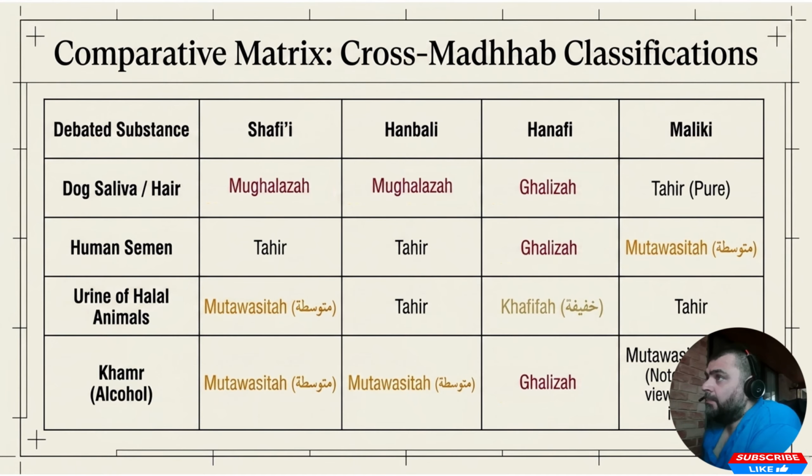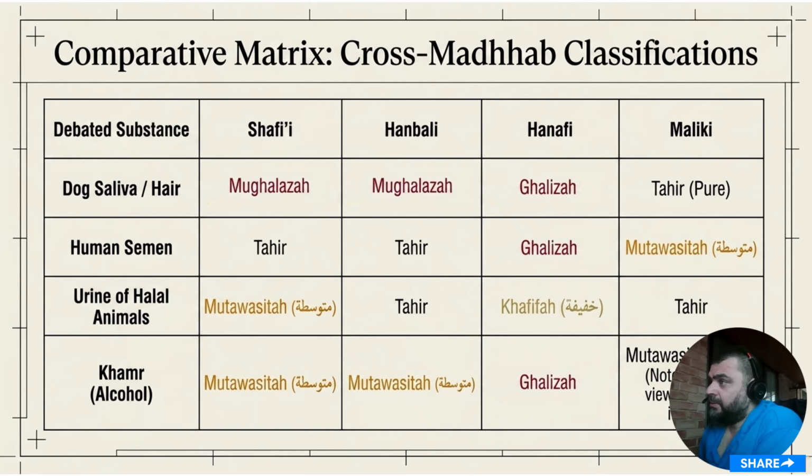Now that's a comparative matrix where the different opinions are summarized. Dog saliva and hair, it's considered as najasa according to the Shafi'i, Hanbali, and Hanafi schools, and considered by the Maliki school as tahir. Now you might think, why do they consider it tahir? Why do they think that it's najasa is metaphorical? Keep that question burning, because inshallah I'll shortly explain the answer to that.